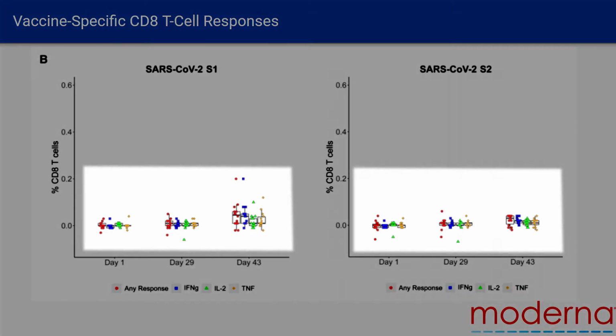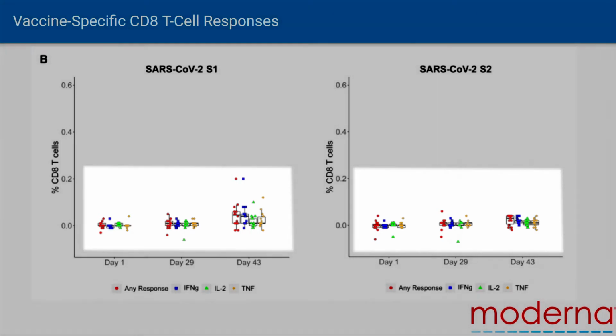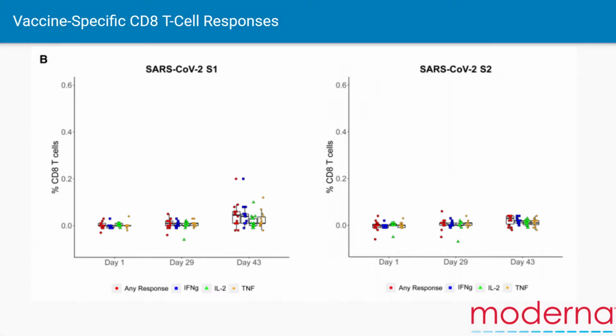The blue dots indicate interferon gamma activity among CD8 T cells as a percentage, and the peak at day 43 was much less than 0.2, which indicates a much weaker CD8 T cell response from the Moderna vaccine. Although it's unknown whether or not these differences are clinically relevant, we suspect that the Pfizer vaccine may have a longer lasting immunity to the virus as a result of stronger CD8 T cell response.